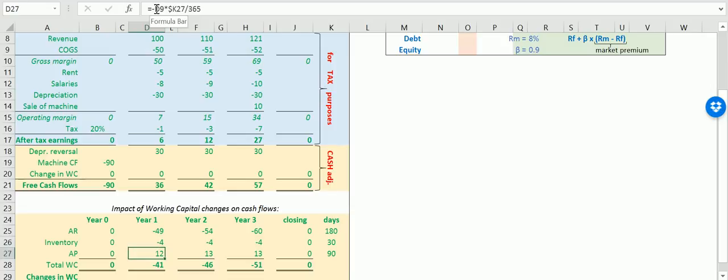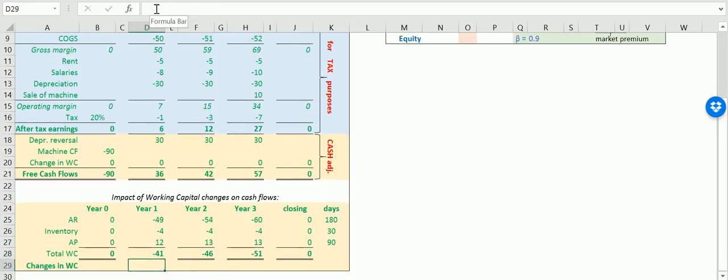And that's the other way around than the actual working capital, because your working capital is accounts receivable plus inventory, minus accounts payable. But we are interested here in their impact on the cash flows. So that's why the sign is the other way around here.